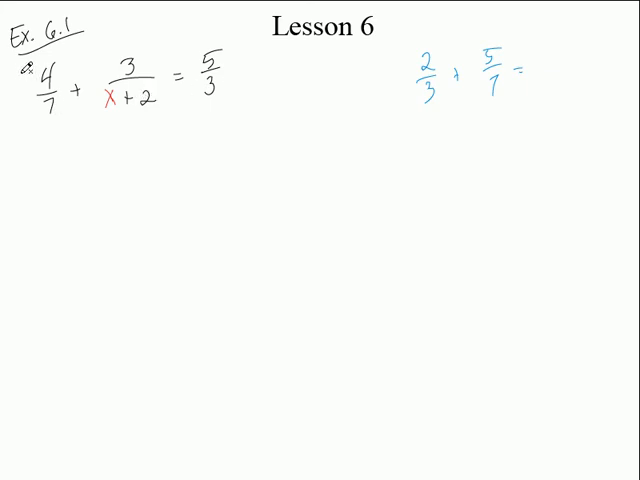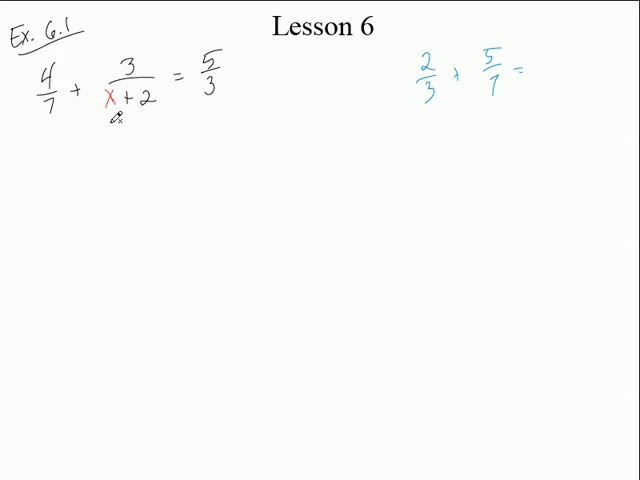Watch what I do. I'm going to multiply everything by 21 times x plus 2. I'm going to multiply this side by that. I'm going to multiply this one, and this one, by that common denominator. And watch what happens. I'm not going to give you any explanation why I'm doing it or anything.